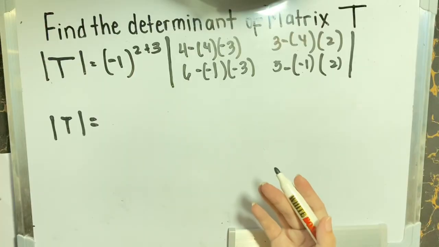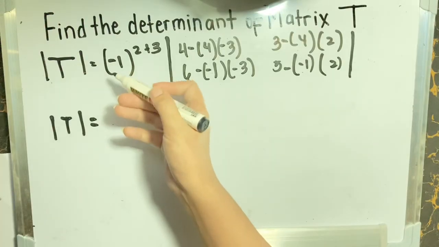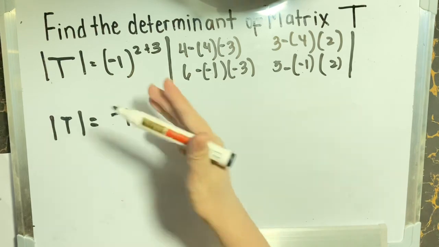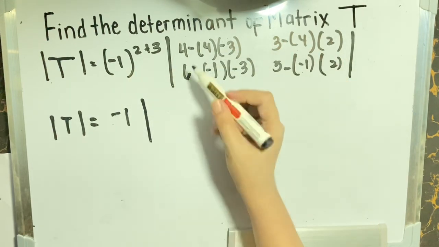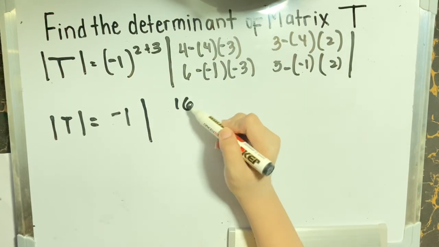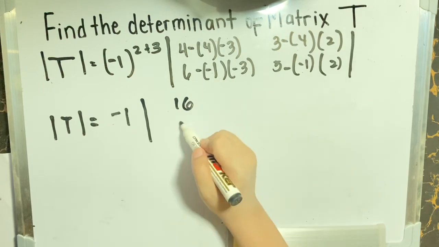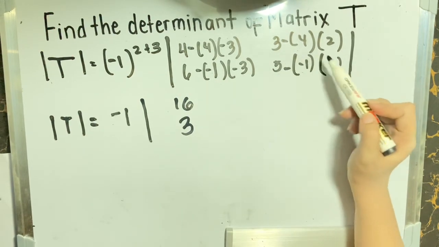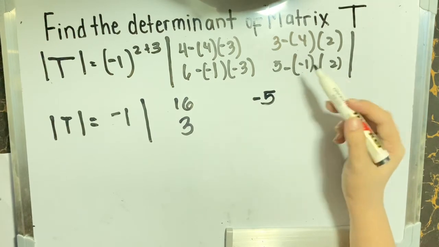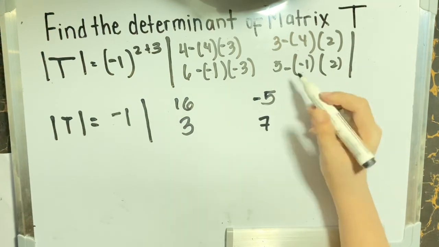After this, isimplify na natin. So, negative 1 raised to 5 is negative 1. And multiply by the remaining 2x2 determinants. So, that's 4 plus 12 is 16. 6 minus 3 is 3. And 3 minus 8 is negative 5. Lastly, we have 5 plus 2 is equal to 7.